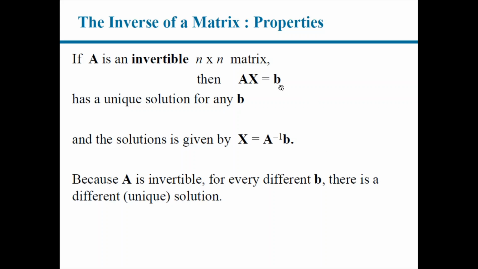Also, if b contains only zeros, then we have a homogeneous system. In that case, because matrix A is invertible, our homogeneous system will have one unique solution, which will be the inverse of A times 0, which is the 0 vector. So when our square matrix A is invertible, the homogeneous system Ax equals 0 has the unique solution x equals 0.